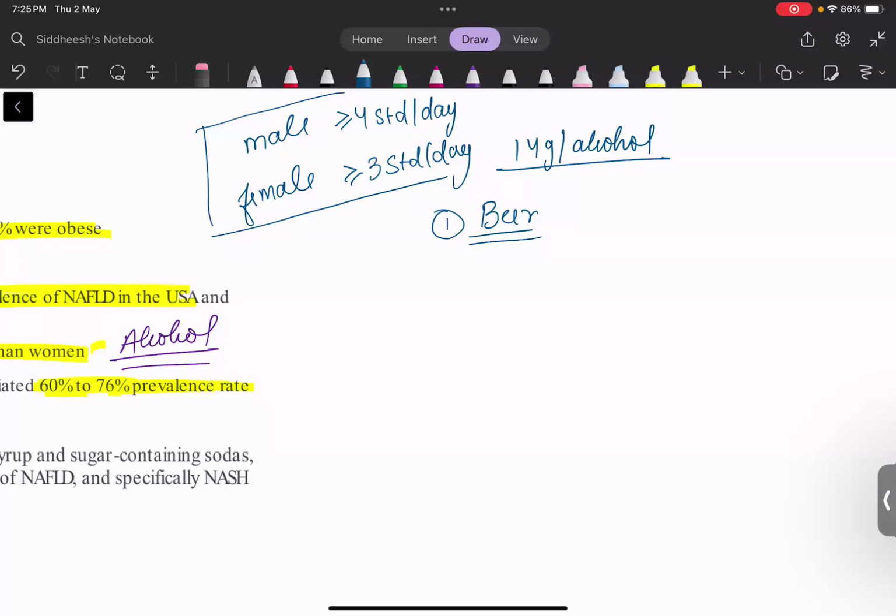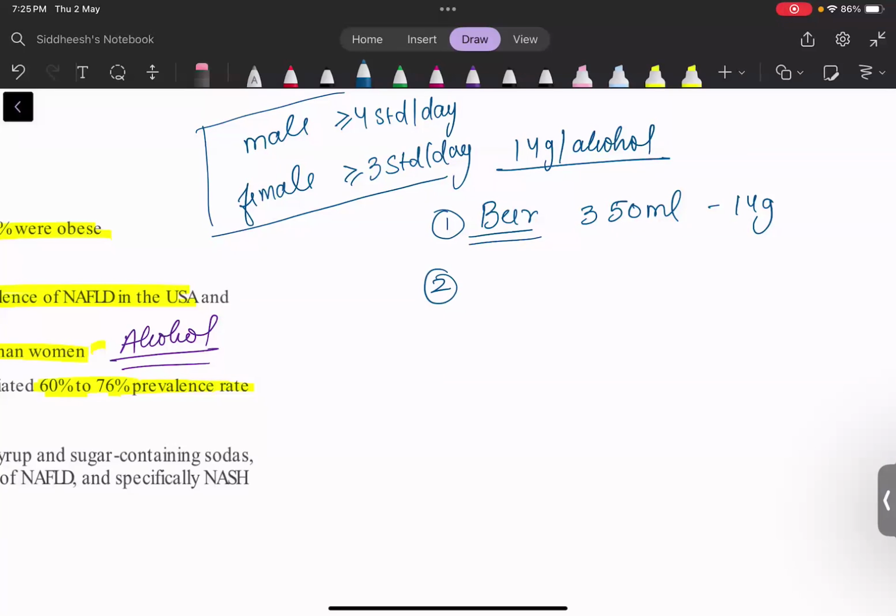Now, suppose in this class, people are drinking some beer. How much beer can we drink? 350 ml of beer contains 14 grams of alcohol. So if you are drinking 4 bottles per day, you are prone to develop some liver disease.